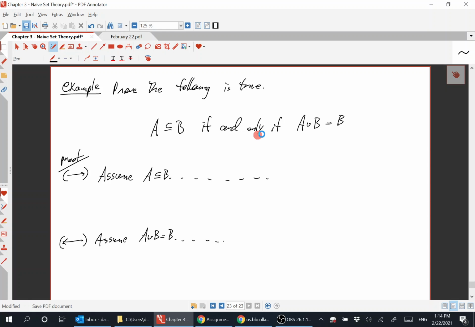But when you're trying to prove an if and only if statement, typically you're going to have to do 2 proofs. You have to do the implication in one direction and the implication in the other direction. That A subset of B implies A union B equals B, and that A union B equals B implies A is a subset of B.